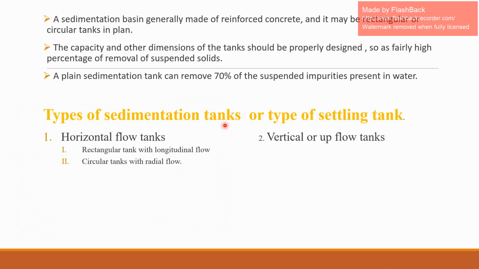The type of sedimentation tank, the type of settling tank, is mainly divided into two types. One is a horizontal flow tank, one is a vertical upflow tank. In horizontal flow, we have a rectangular tank with a horizontal flow and a circular tank with a radial flow.